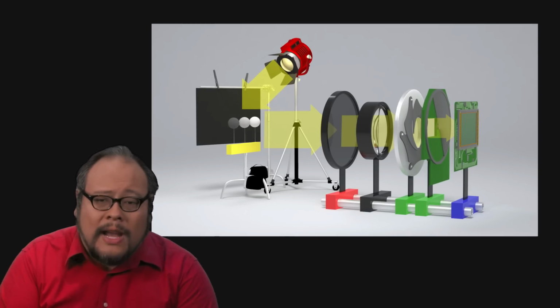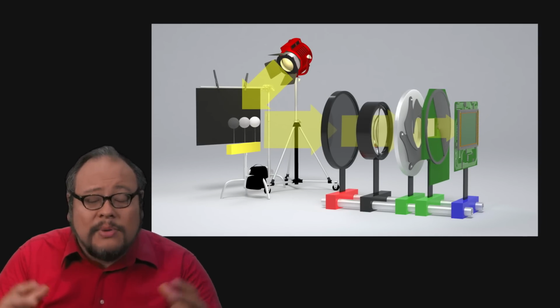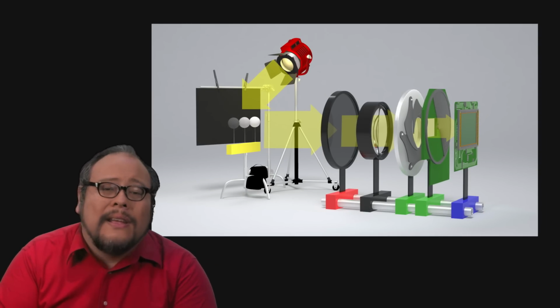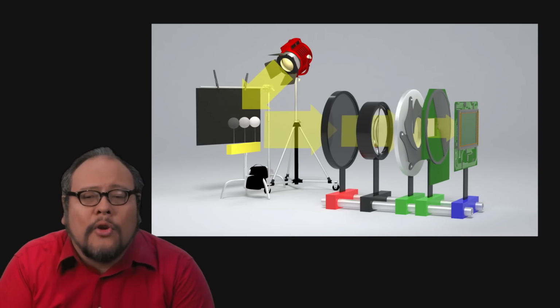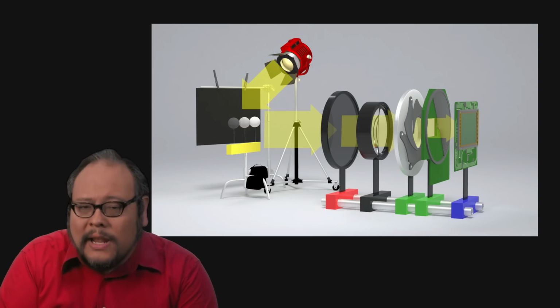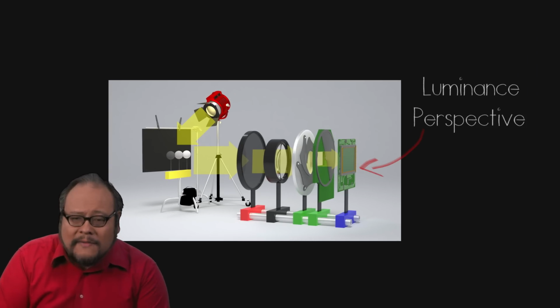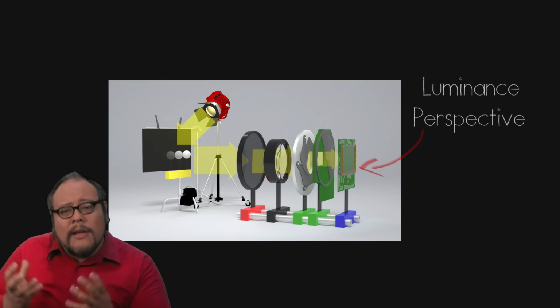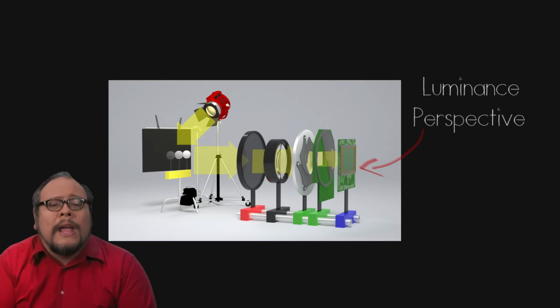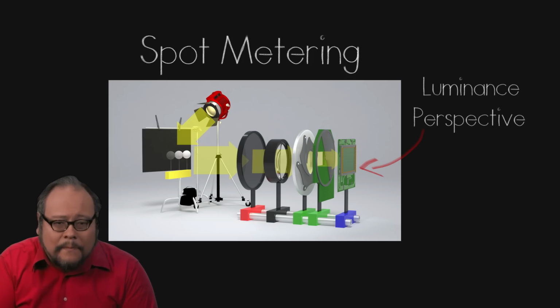We just breezed through all the elements of the pathway of light for exposure. Now let's put it all back together again. First, let's talk about determining the exposure from a luminance perspective. That is, from the camera's perspective, taking in the light that is coming from the scene. This is known as spot metering.